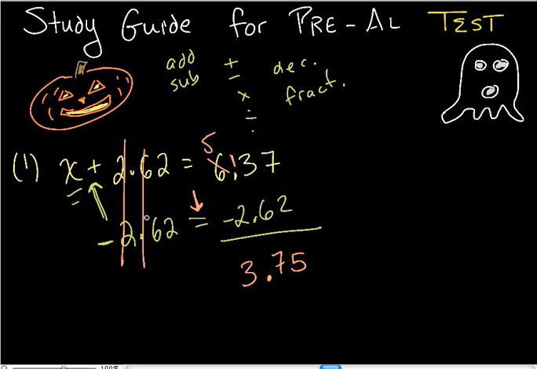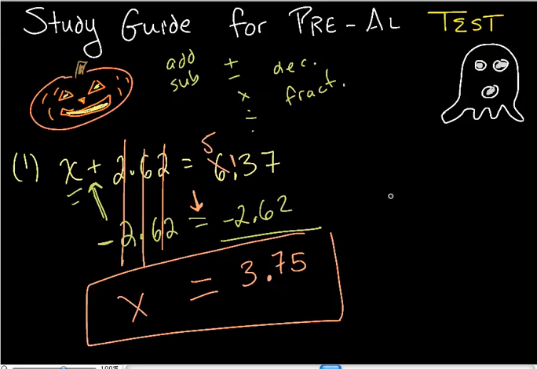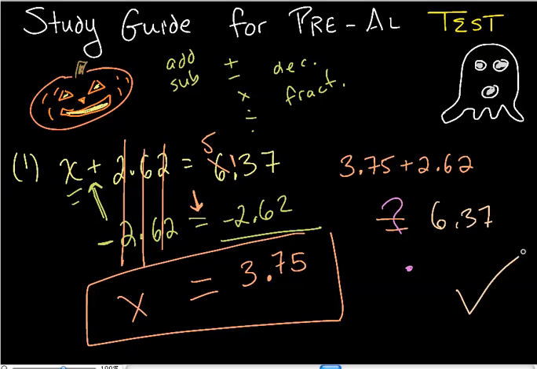These guys are going to cancel out, and I'm just going to be left with x. So x is going to equal this number, 3.75. Now, how can you check that? Well, I can take that 3.75 and put it in place of my x here. So I could go 3.75 and add it to the 2.62. And if that equals the number I'm looking for, 6.37, then I have done my job and that will be correct. So I'll leave that for you to check.